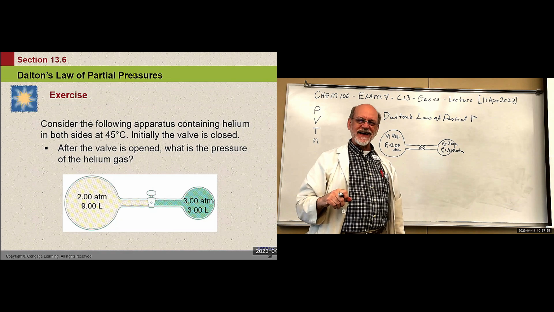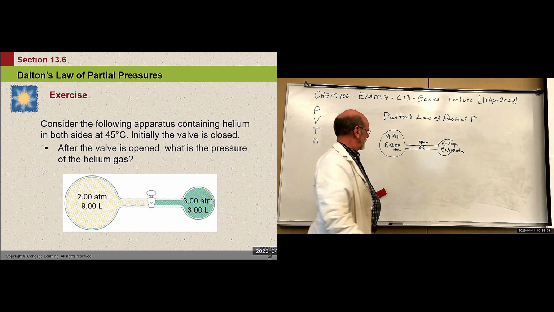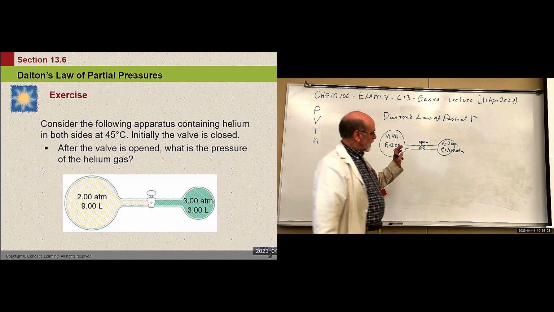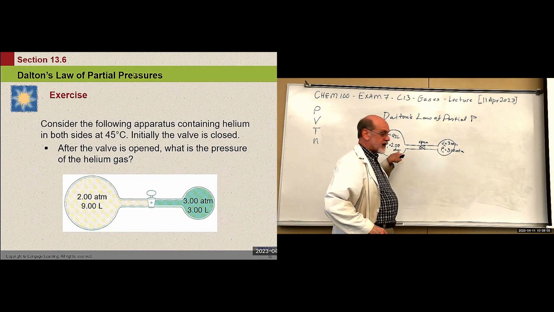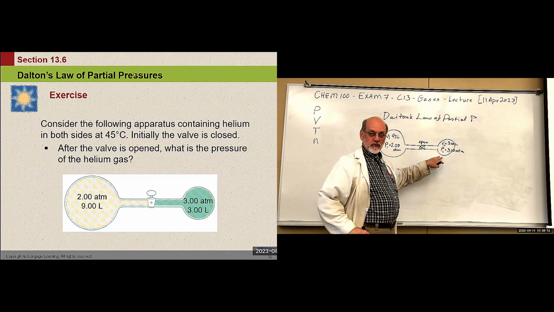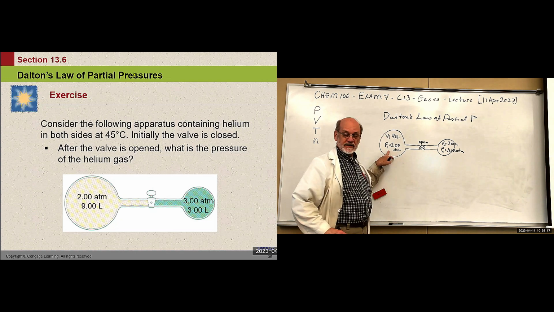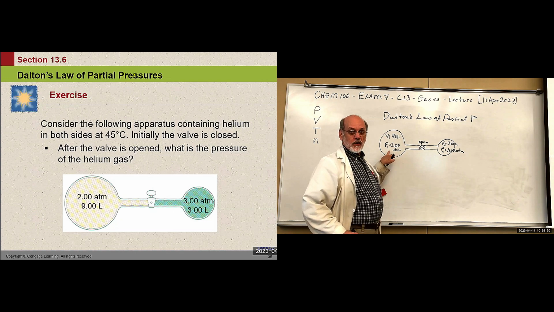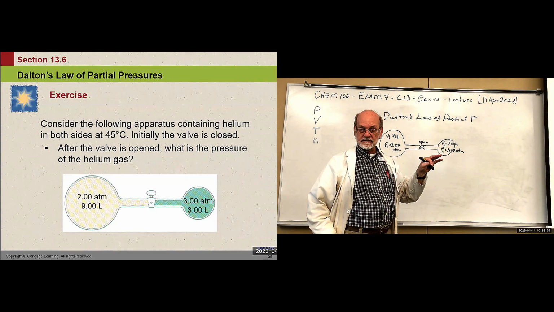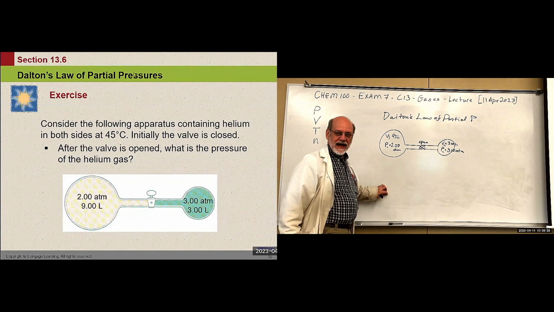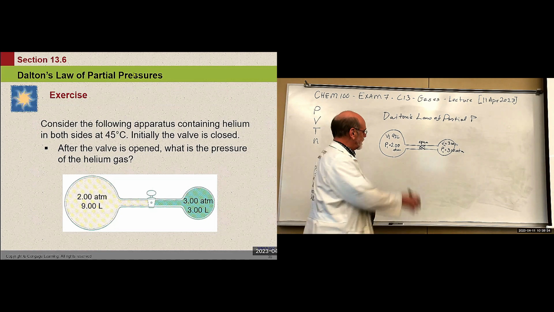What happens when we open the valve? When we open that valve, what's going to happen? Well, qualitatively speaking, this is the higher pressure. So it's going to move this direction. And the overall pressure then would be decreased. It's less than 3, but over here it would be increased. It would be greater than 2. So the final pressure should be between 2 and 3 atmospheres. Okay, how do we determine that? What's the pressure of this helium gas once we open the valve?